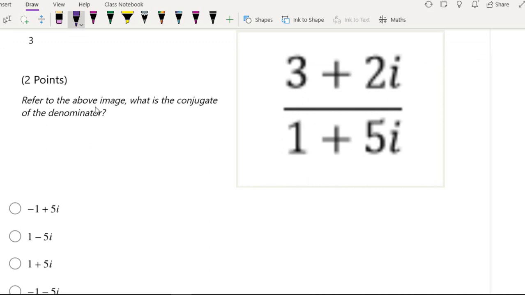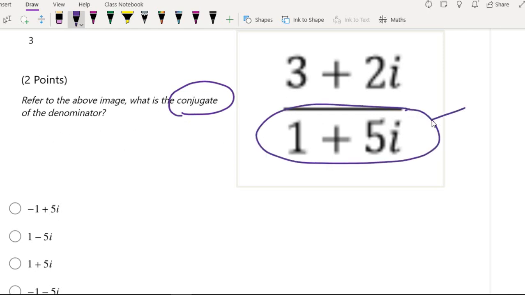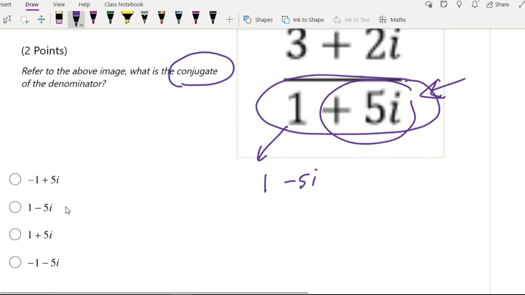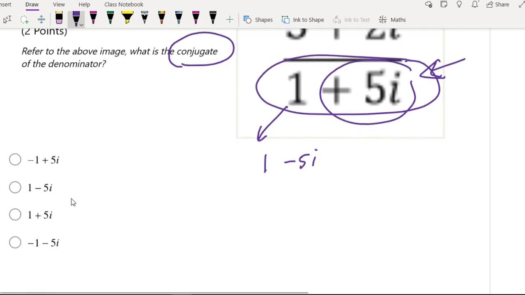Okay, refer to the above image. What is the conjugate of the denominator? This is the denominator, 1 plus 5i. The conjugate is 1 minus 5i. Okay, always on the imaginary part you have to find the opposite sign. So the answer is 1 minus 5i.